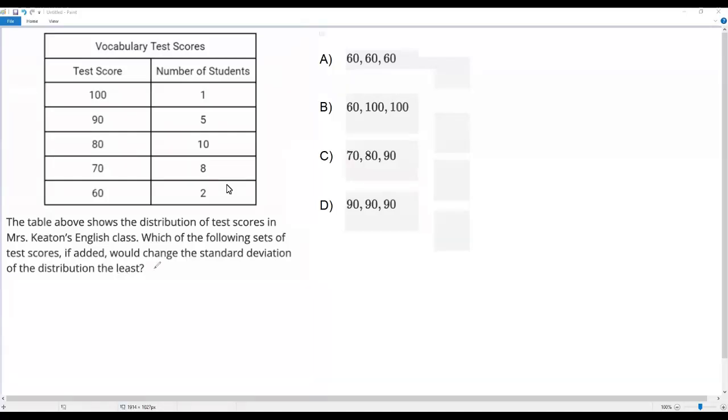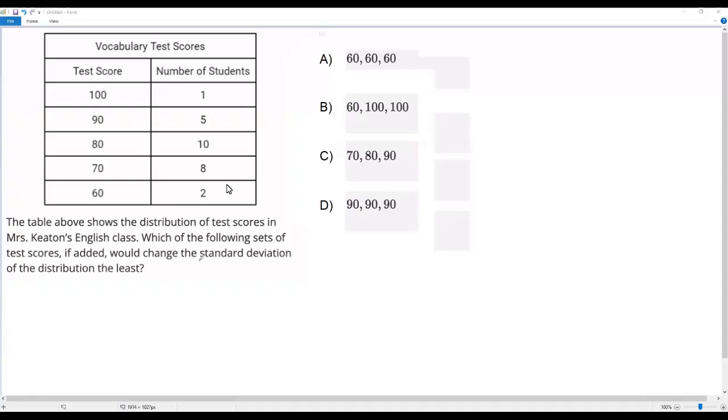Which of the following sets of test scores, if added, would change the standard deviation of the distribution the least? To answer this question, first let's understand what is meant by standard deviation. Standard deviation measures how far the values in a data set are from the arithmetic mean. If there are more values far from the arithmetic mean, then the standard deviation will be greater in value. If all the values are very close to the arithmetic mean, the standard deviation will be smaller.